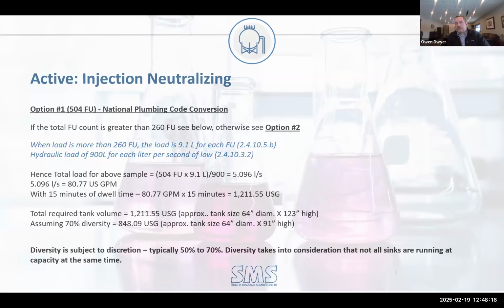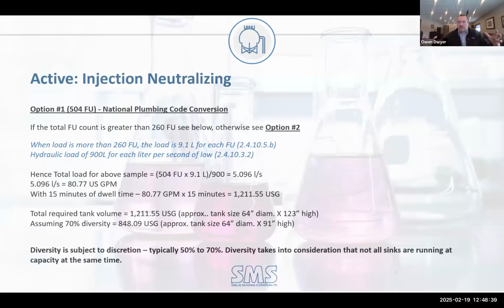It gives me a GPM flow rate. So essentially 80.77 US gallons per minute. If I want to hold that for 15 minutes, I multiply that by 15. Now I know that my tank needs to be 1,200 gallons of capacity. So that's approximately 64-inch diameter by 123 inches tall.